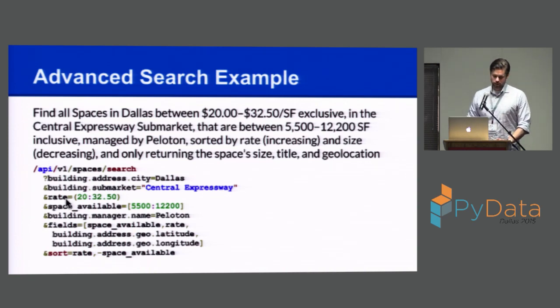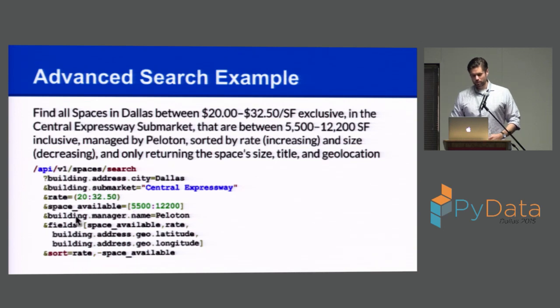API v1 spaces search, and the parameter list, so building.address.city is Dallas. This wouldn't give you the market of Dallas, but again, just the Dallas city proper. And then building.submarket equals Central Expressway, and the rate equals, and then you'll see the minimum:max. So from 20 to 32.50 a square foot. And if you have parentheses, that's how we do ranges. We just do minimum colon max. That's how you specify a range for our API. And then the parentheses are exclusive, and the brackets are inclusive. So this says find me an exclusive range of 20 to 32.50 a square foot, and this says find me the inclusive range from 5,500 to 12,200 square feet.